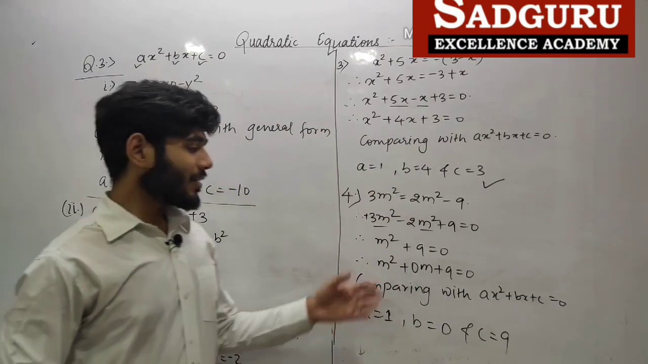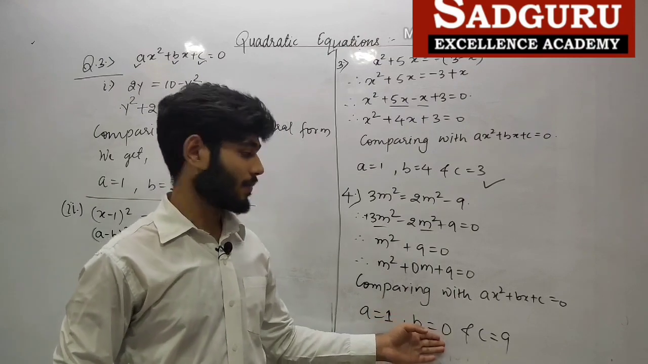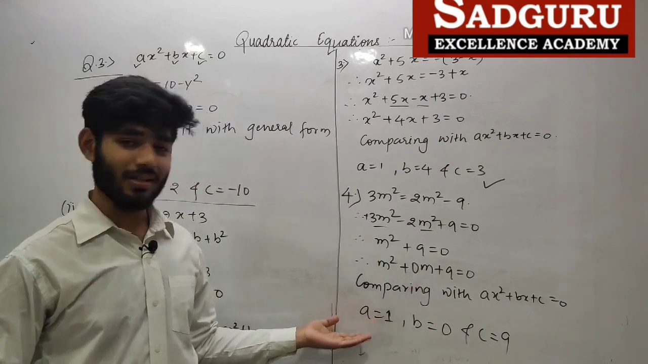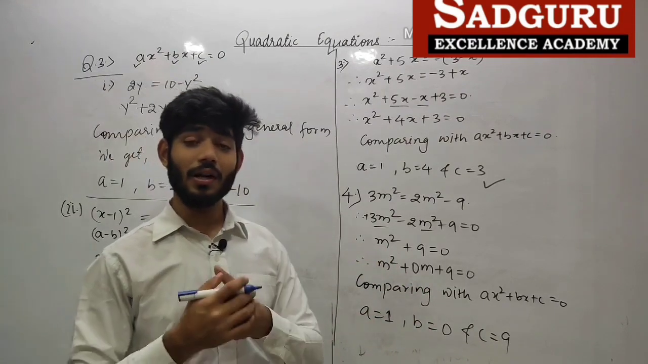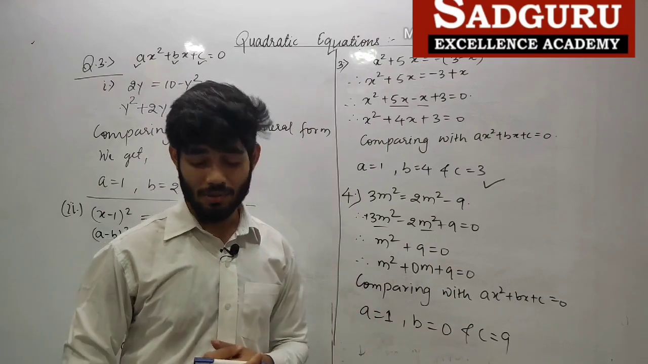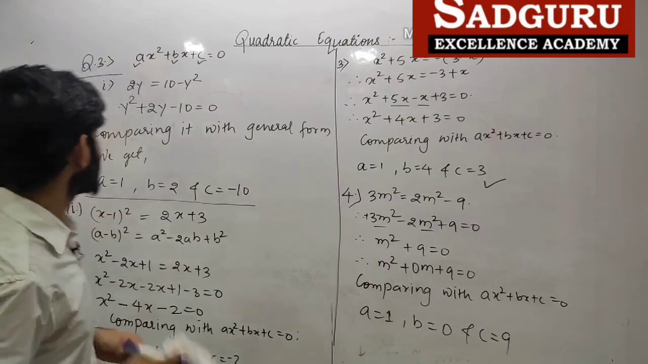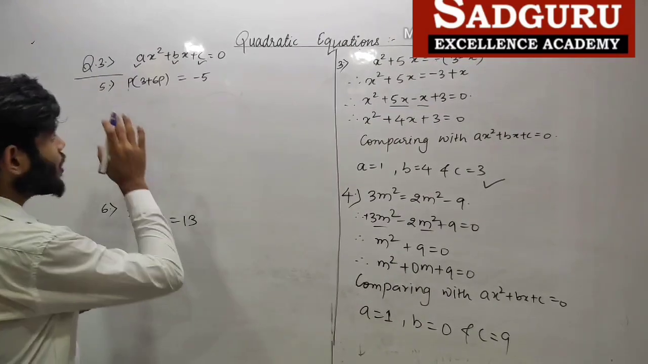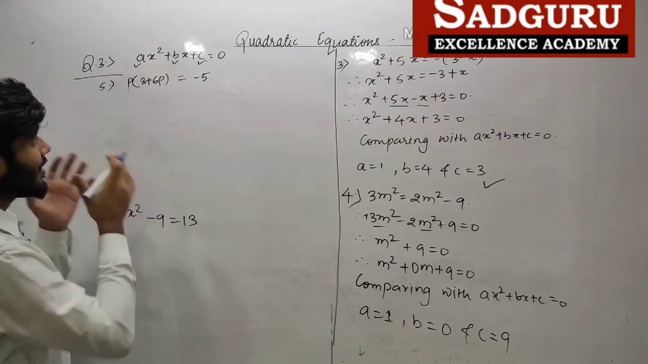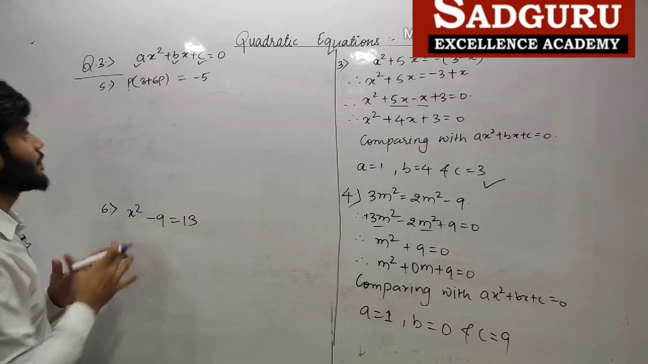So if any term is not there, it means it has the coefficient 0, right? If the c part is not there, c becomes 0, if the b part is not there, b becomes 0, but a cannot be 0, right? As we all know, the definition of a quadratic equation says that in a quadratic equation the a part cannot be 0. Okay, so next one is the fifth one. We'll solve the fifth question. So first we'll write it in the general form, and then we'll compare and obtain the values of a, b, c.